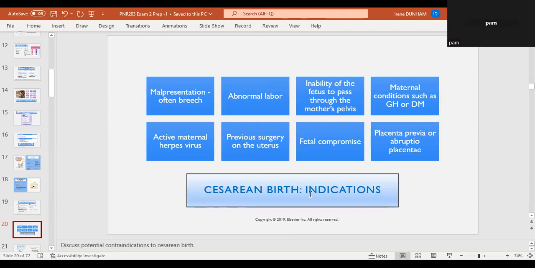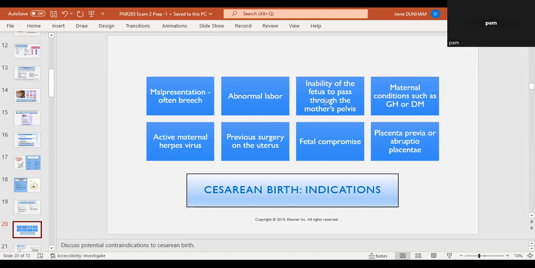Now, cesarean birth indications. These are reasons why you would have to do a cesarean. All right, so you've got a breech or a malpresentation. We talked about that: shoulder presenting, transverse lie, breech. Those are your indications for a C-section. Abnormal labor, dysfunctional labor, labor dystocia. You just can't get that uterus to contract the way you want it, every 2 to 3 minutes, lasting 60 to 90 seconds in duration, and the baby's not coming down.